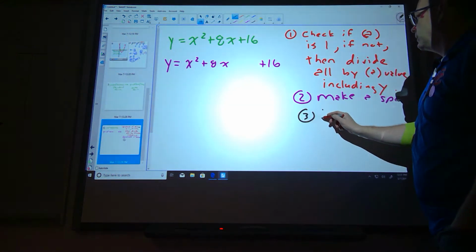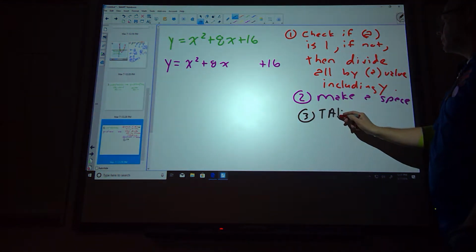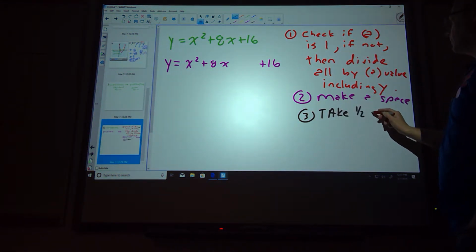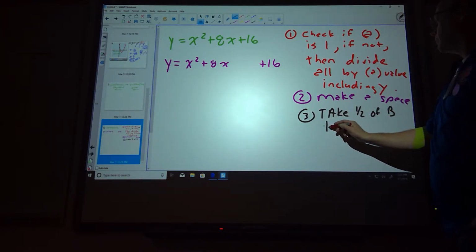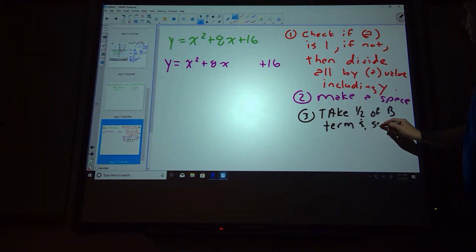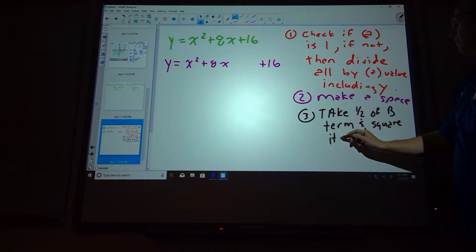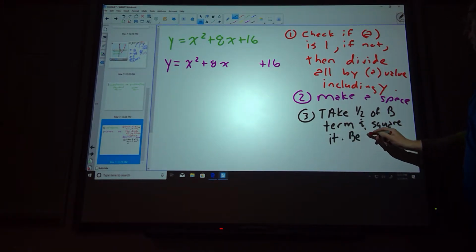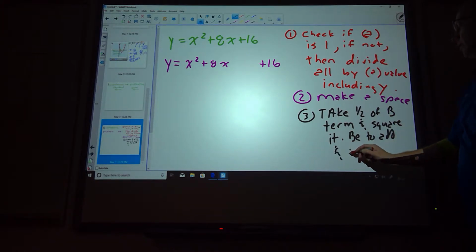Third step. Take half of b term and square it. Be sure to add and subtract from same side.